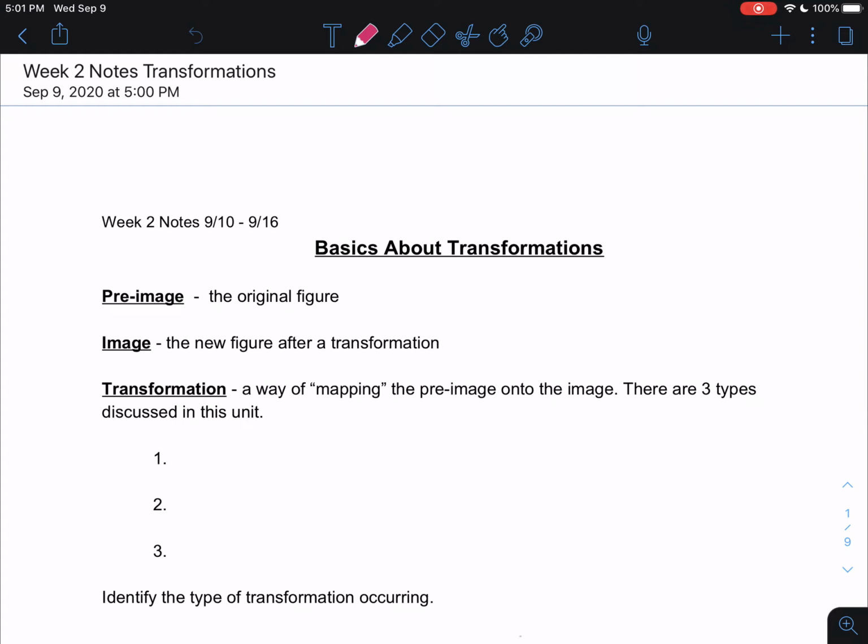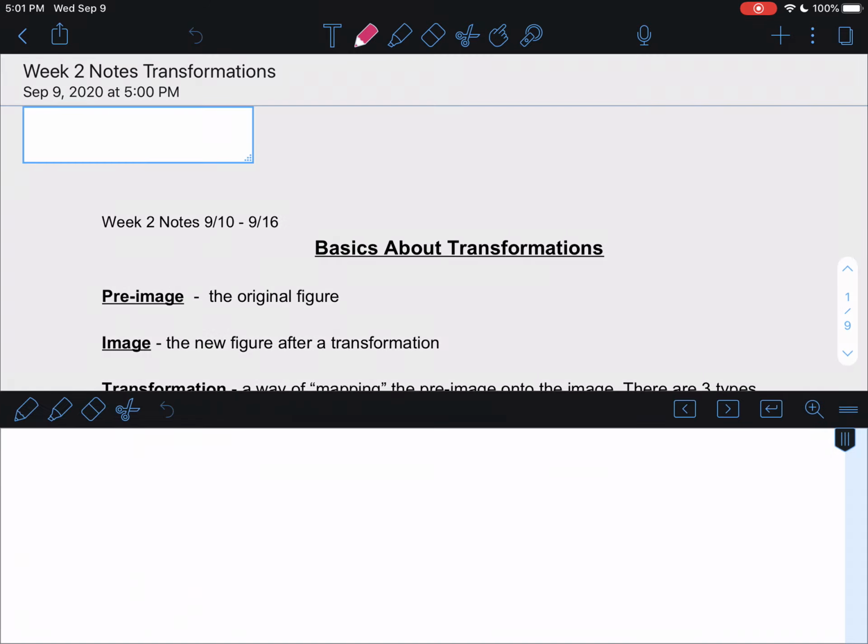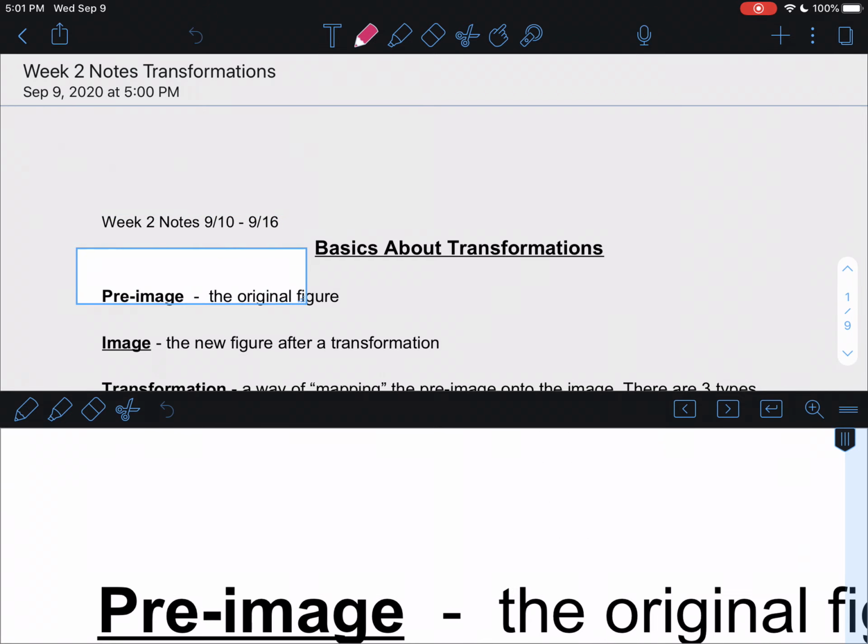Okay, getting into the notes. So if you remember, this chapter or this unit was called Basic Vocabulary and Transformations. So we did our basic vocabulary. Now we just have the transformations. So in transformations, we have a couple more vocab words, but there aren't enough of them that we need to have that whole organizer that we had for the other ones.